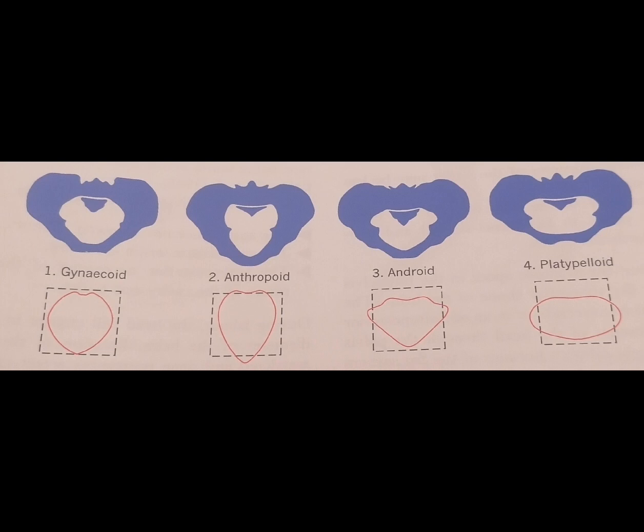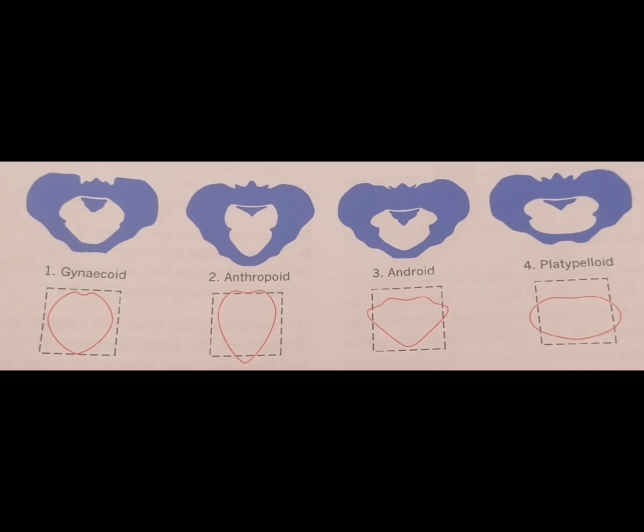2. Android pelvis. The android pelvis is more heart-shaped or triangular. It is more common in men than in women. This type of pelvis is less favorable for childbirth, and women with an android pelvis may have a higher risk of complications during labor.